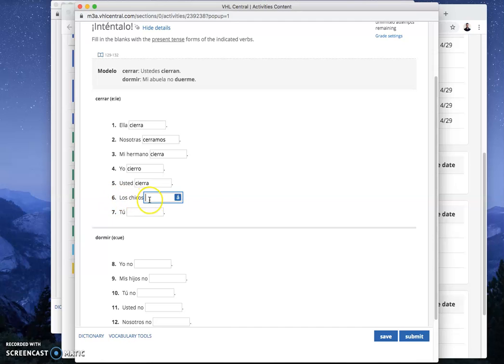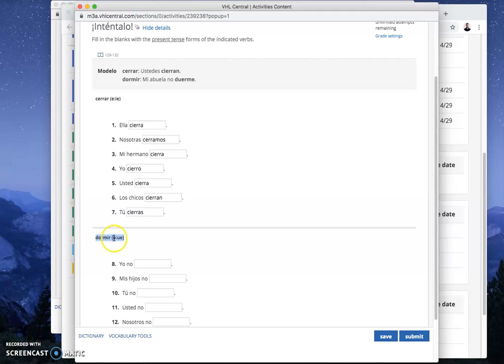Okay, número 6, los chicos, pause it. Welcome back. Los chicos cierran. Jeez, I'm really liking those R's today. Y número 7, tú, pause it. And we're back. Tú cierras. Muy bien.